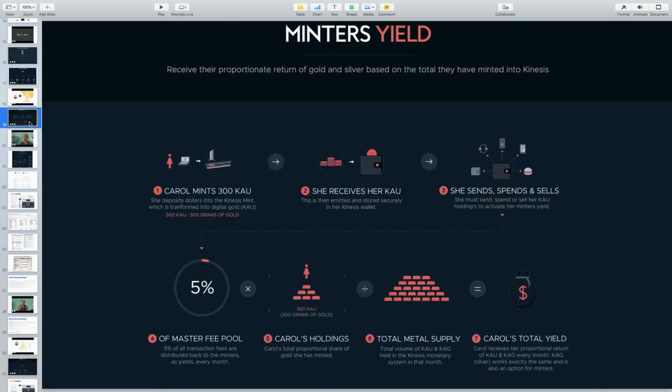Okay, so minting. When you go to the exchange, this gives you an infographic. Like Carol mints 300 KAU. She deposits dollars into the Kinesis Mint, which is transferred into digital gold, 300 grams of gold. She receives KAU. This is then emitted into a stored location in our vault.